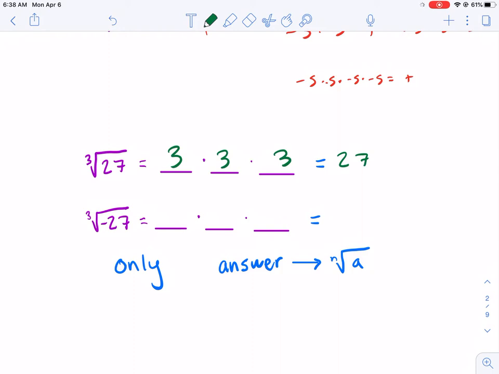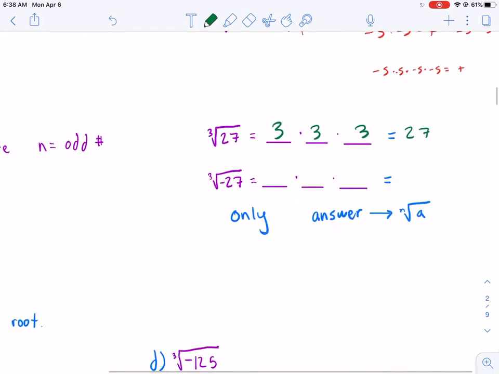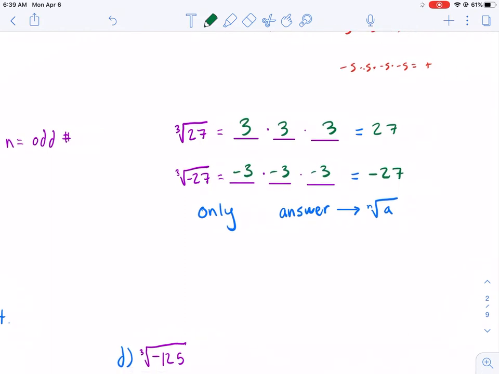What about negative 27? You're thinking, oh man, that's going to be an imaginary root. But not because it's an odd number root. So this could be -3 times -3, that gives us +9, times -3 gives us -27. In this case, there's only one answer. It's not plus or minus. This one equals 3, and this one equals -3. But there's only one answer.